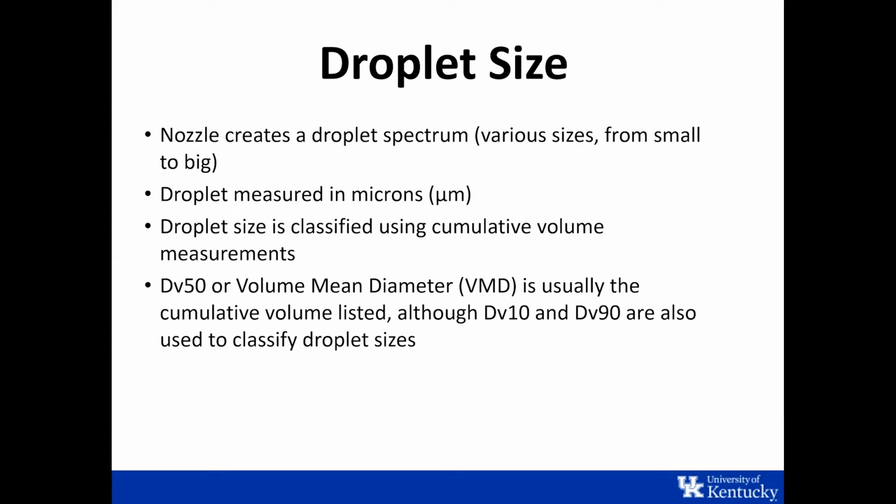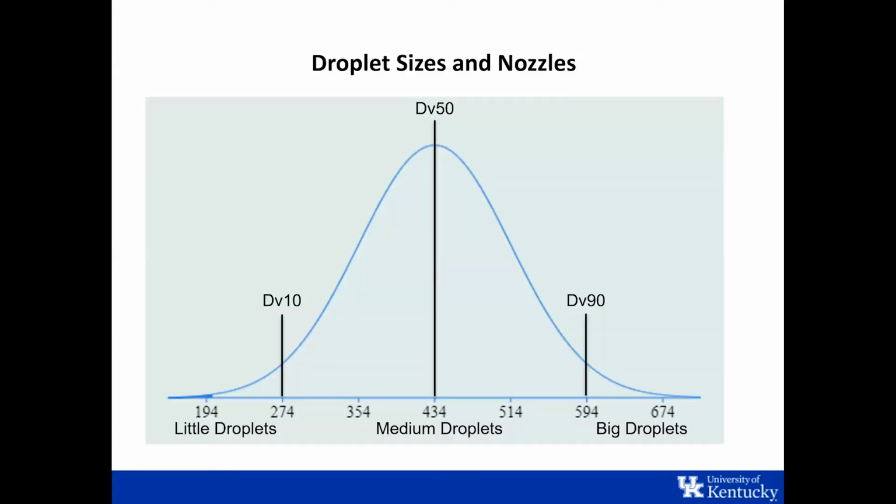And so when we measure our droplet size, we're measuring the diameter of the droplets in microns, and we're measuring as many droplets as we can across that spray cloud or the spray volume coming out of that nozzle. And then we take the cumulative volume measurements. Those are things such as DV50 or VMD. You've probably seen those before. Also, some other things we can think about are DV10 and DV90. And I just want to show you a little bit of what that might look like.